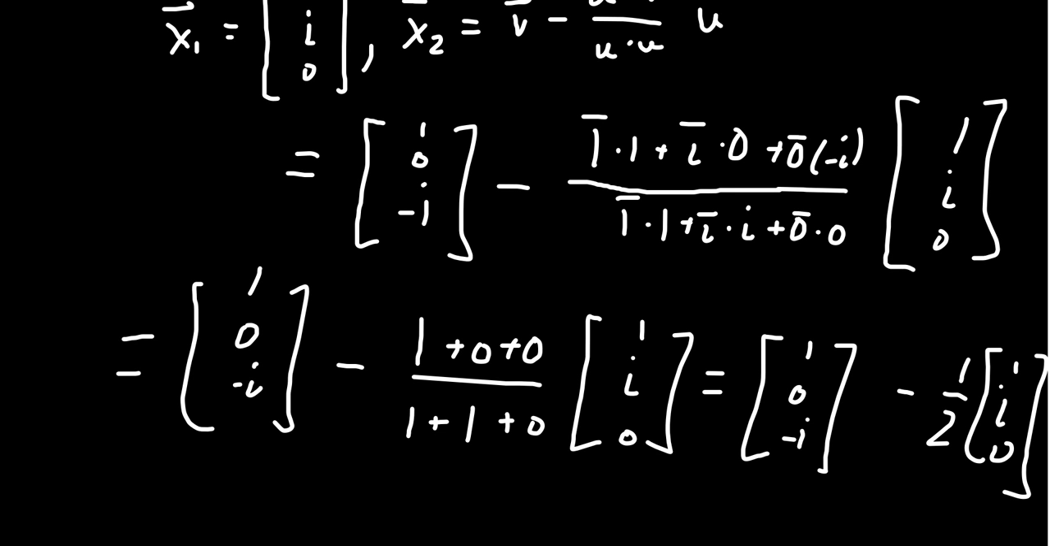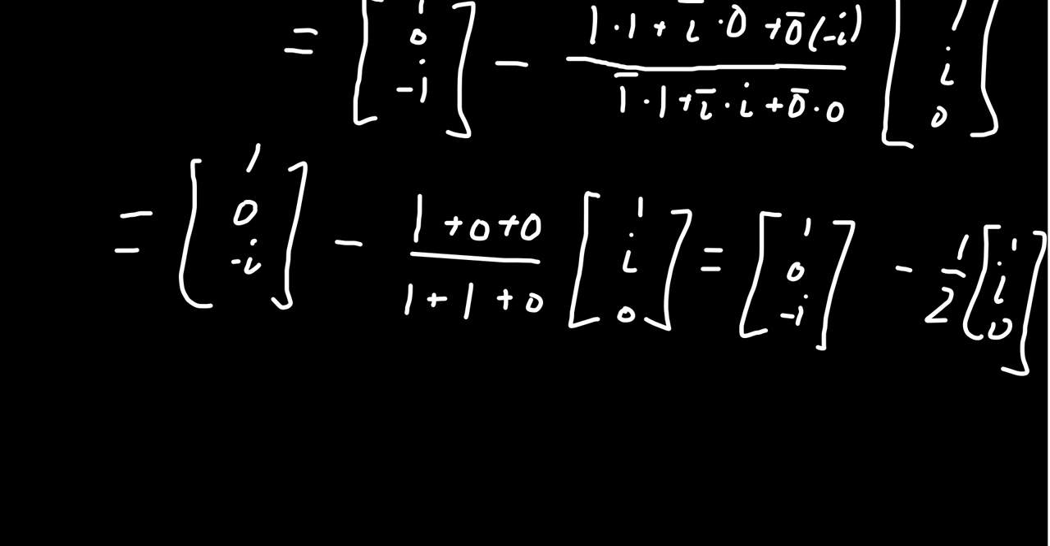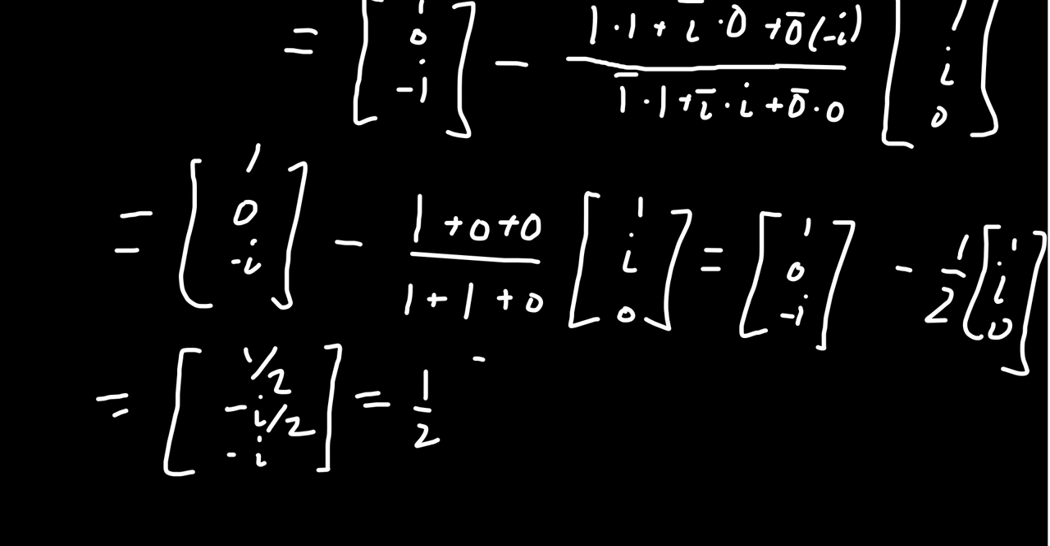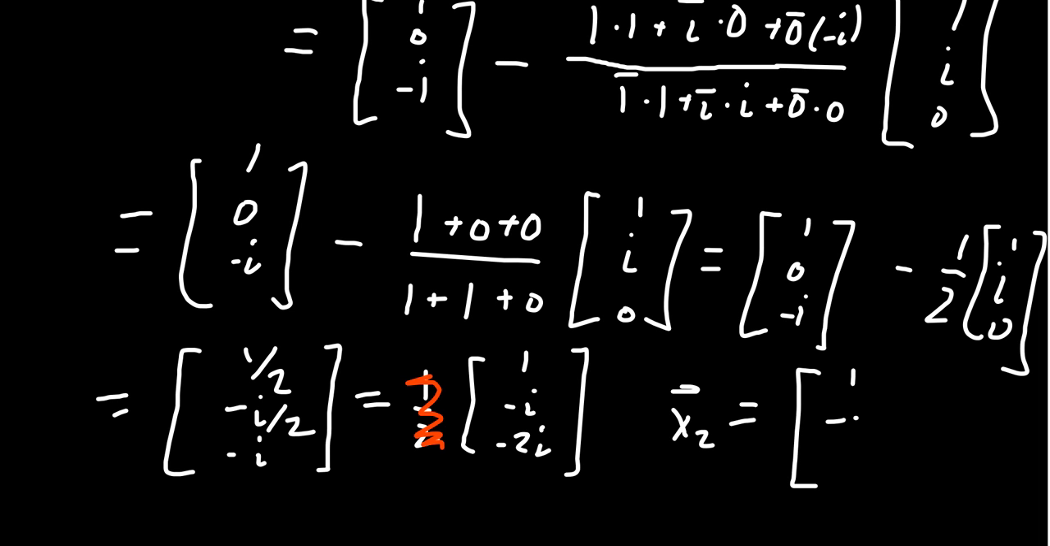And so even though these are complex numbers, this will just be a linear combination like anything else. We're going to get 1 minus a half, which is a half. We get 0 minus i halves, which would be minus i halves. And then we're going to get negative i minus 0, so we get negative i right there. And so this should be orthogonal to the original vector. Again, if you don't like the fractions, take out the 1 half. That gives you 1, negative i, and negative 2i. And we're going to take our x2, because we don't want the 1/2 scalar. We're good without it. So we're going to take x2 to be this vector 1, negative i, and negative 2i.